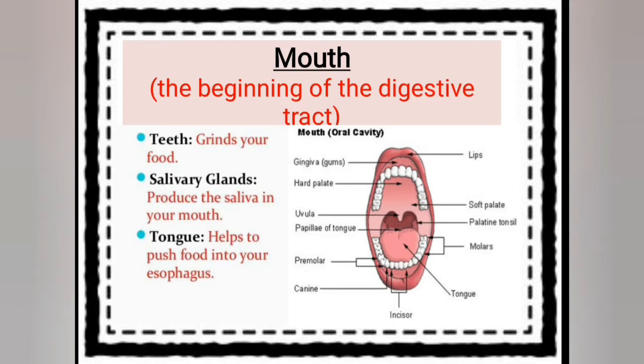Then there are the salivary glands. In your mouth you have 3 pairs of salivary glands which produce a secretion called saliva. Followed by that you have a long muscular organ, that is your tongue. The tongue helps push the food into your esophagus. The other thing is that it helps in mixing the saliva with your food. So the mouth is the beginning of the digestive tract and it is also called the oral cavity. It consists of teeth, salivary glands and tongue.